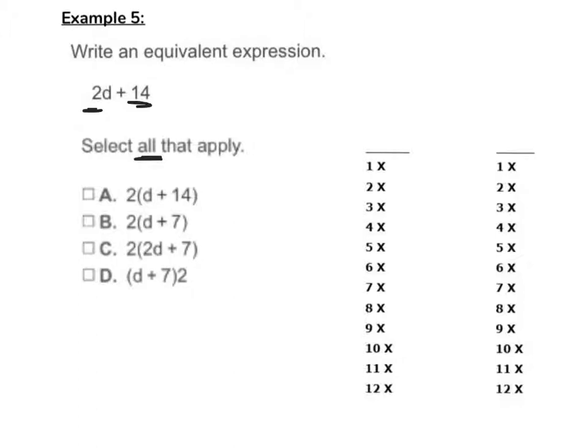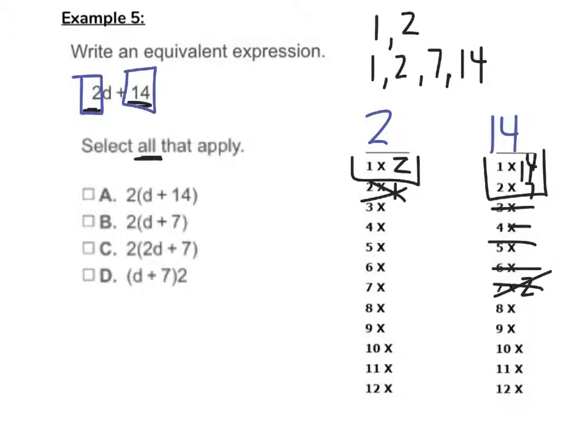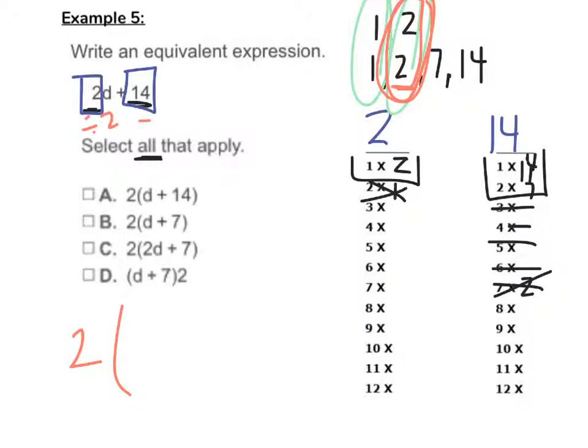So going back and looking at the whole numbers of 2 and 14, those are the numbers that I'm going to use for my 12s method. So I'm going to go ahead and do the 12s method for 2 and 14. So if you take a look at my list, you can see that my common factors are 1 and 2, making 2 my greatest common factor. So 2 is going to be the number that comes out in front. I'm then going to divide each of these numbers by 2. 2 divided by 2 is 1. 14 divided by 2 is 7.